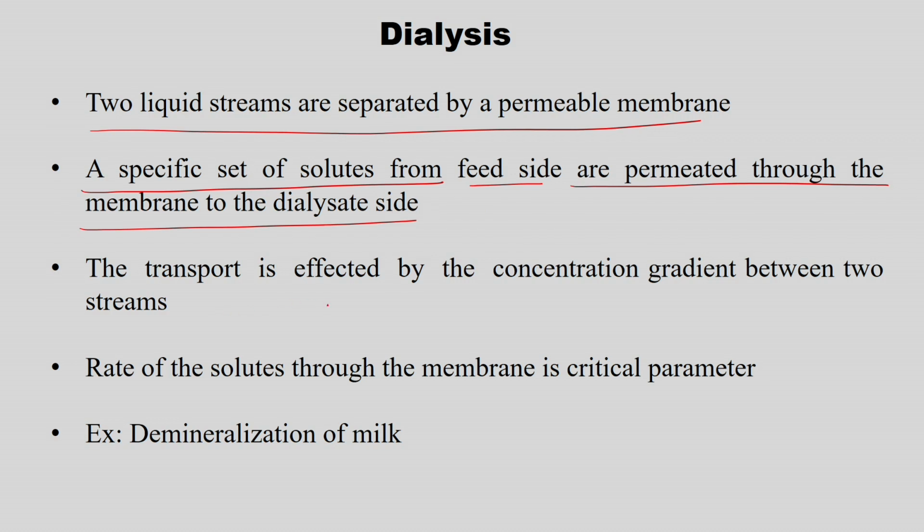The transport here is affected by the concentration gradient between the two streams, and the rate of solute transport through the membrane is a critical parameter in dialysis. An example in the food industry is the demineralization of milk. For that, we use a dialysis operation.